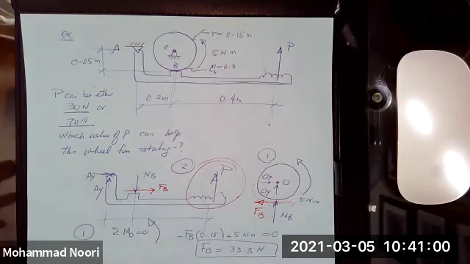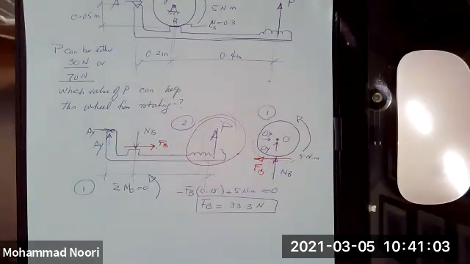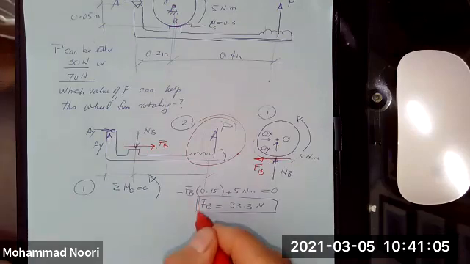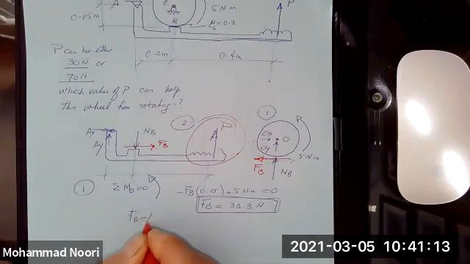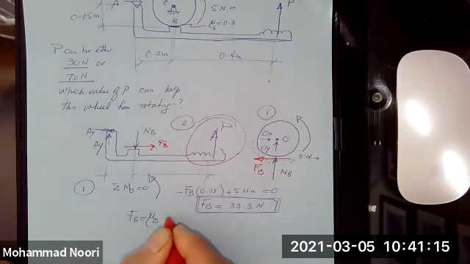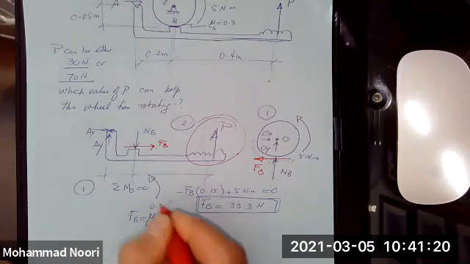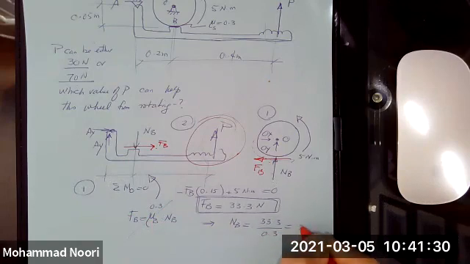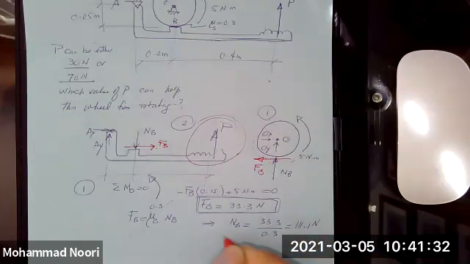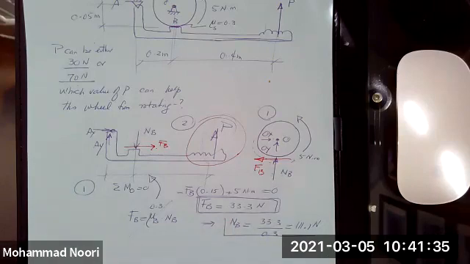The problem says that you want this to stay in equilibrium. That is, this force, which is the maximum friction force, is mu times NB. This is given as 0.3. So that will also give you NB, which is 33.3 divided by 0.3, or 111.1 Newton. Any questions so far?